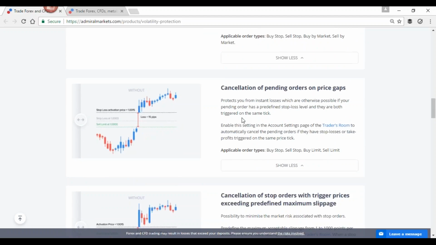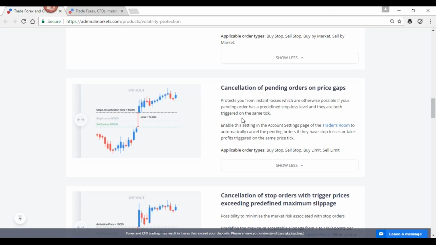The next one is if there's a gap on one tick and price exceeds your entry, your sell stop or your buy stop, and the gap just goes past that.